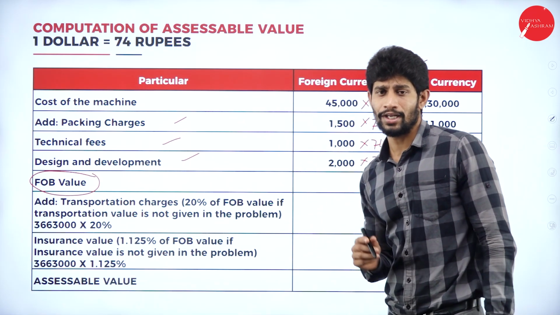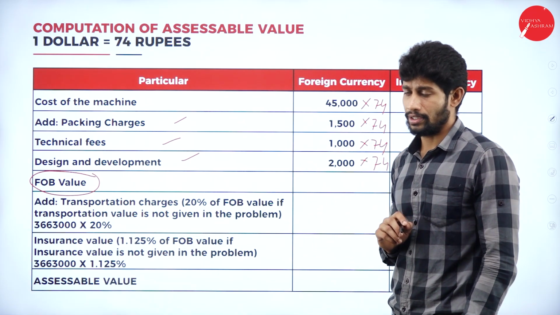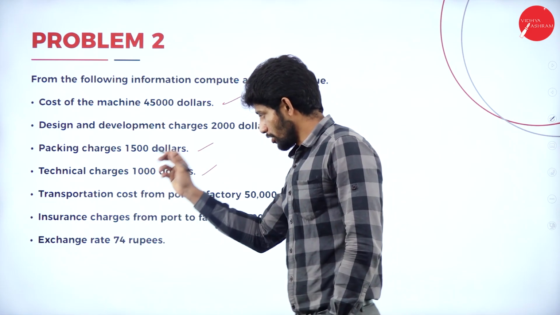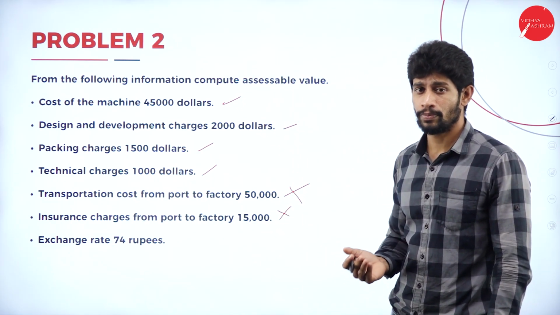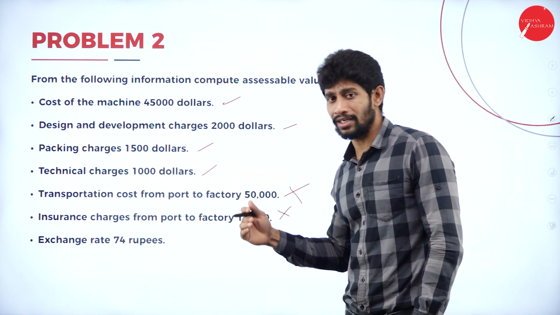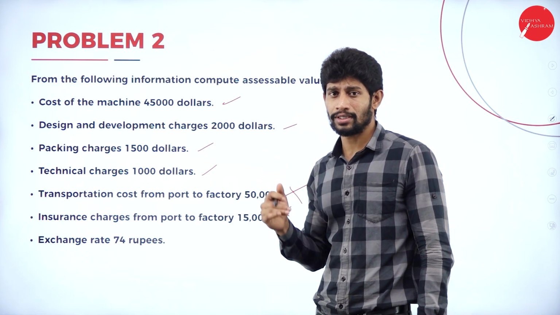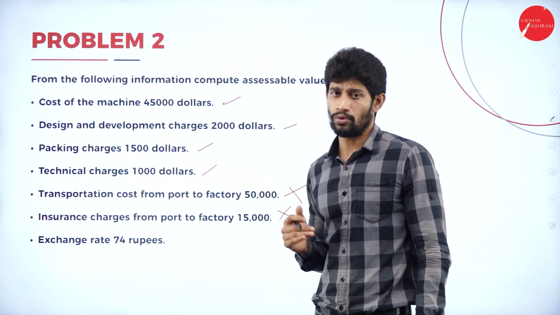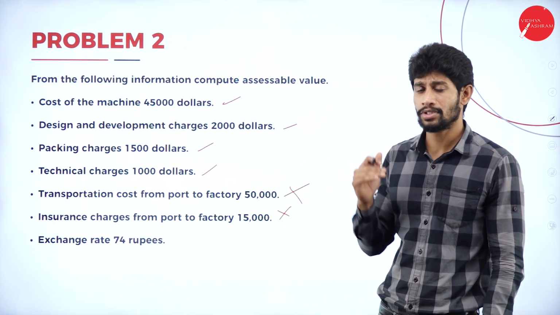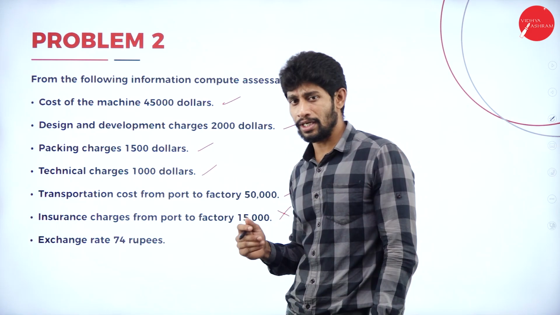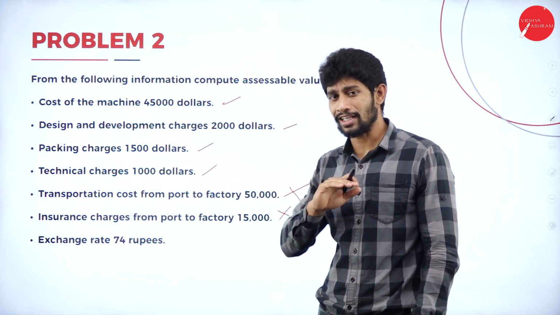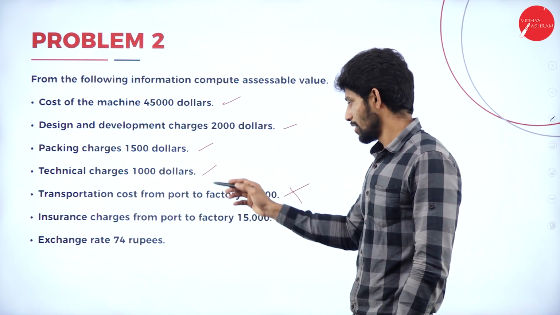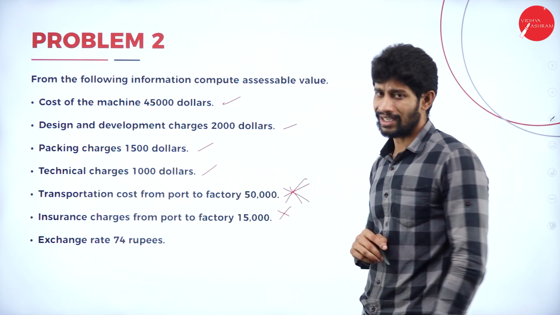So for FOB value, add transportation. Yes, the transportation cost is given, but that cost is not supposed to be considered because it is incurred after importing the machinery to the port. If any expenditure is incurred after importing the machinery to the port, then that expenditure should not be considered. So this value we are not considering.